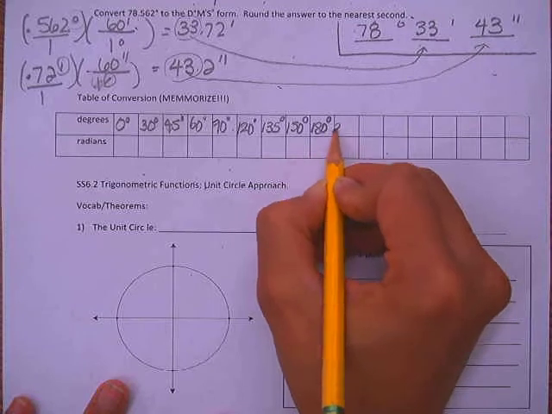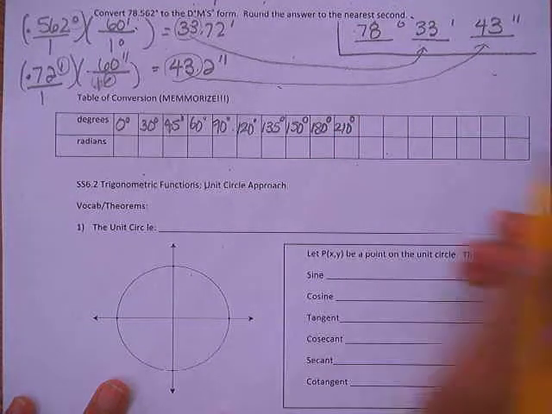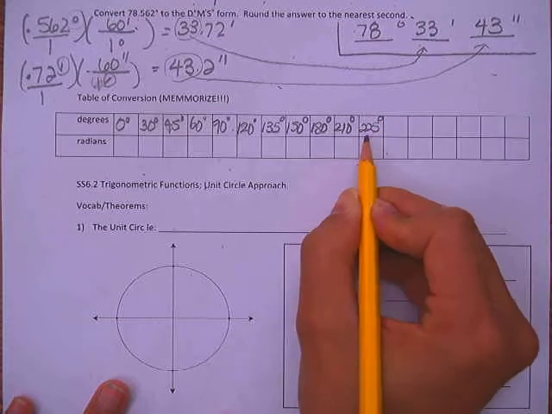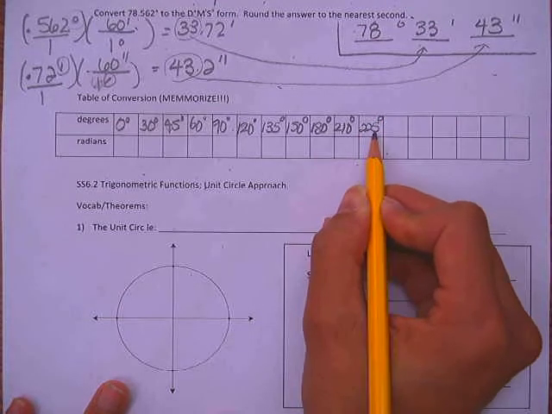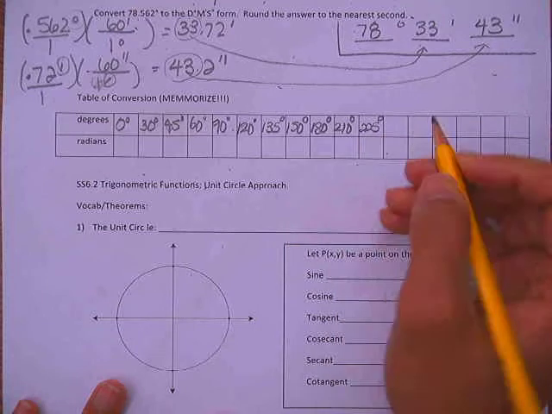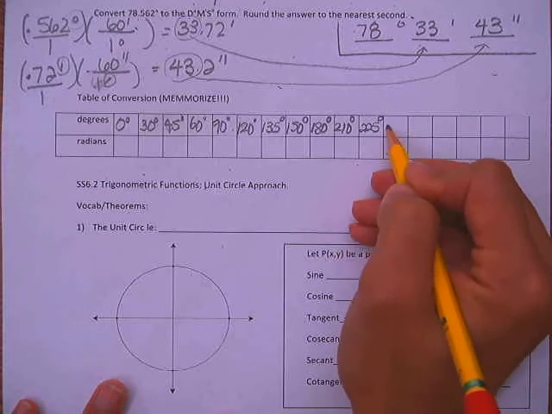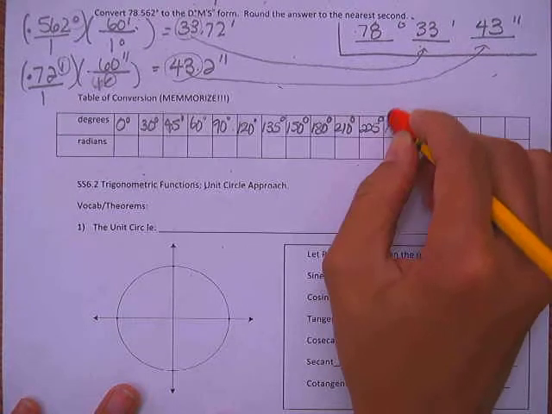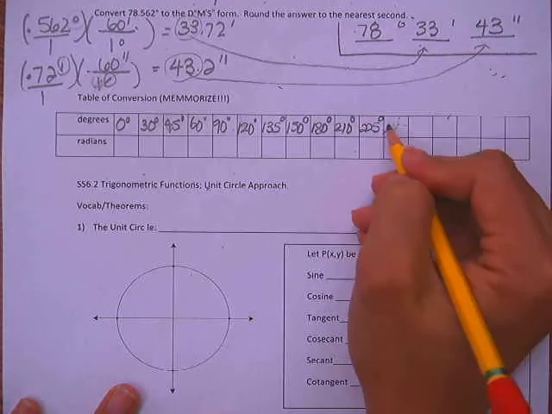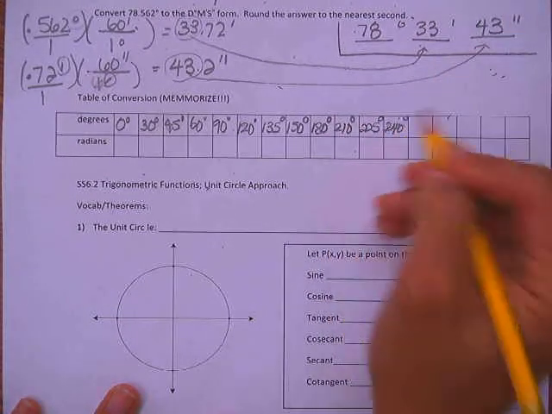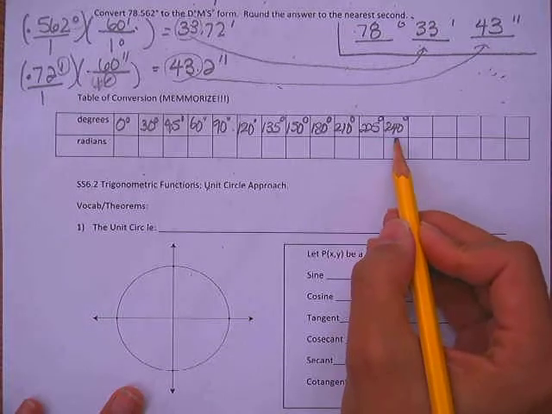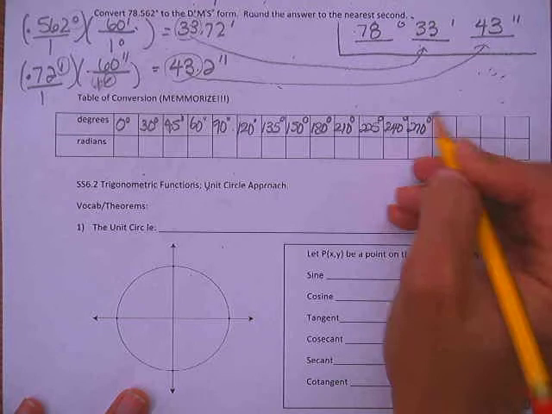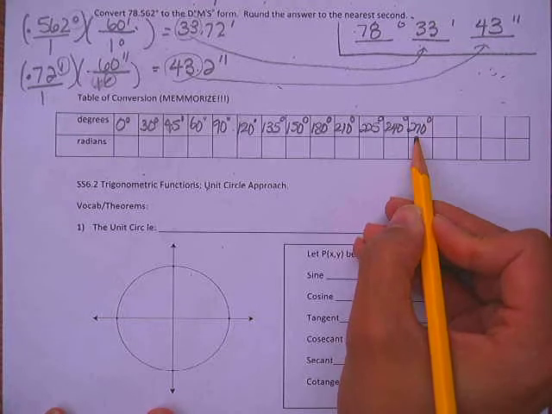The next one I'm going to do is 210. Add 15 more, so 225. That's a multiple of 45. Anything that ends with 5 is going to be a multiple of 45. Add 15 more, so 240. That's a multiple of 60 if you want to think like that. And then I'm going to add 30 more at 270. So this is the third quadrant.